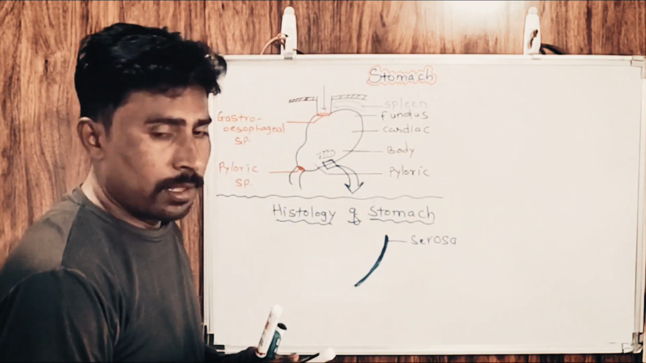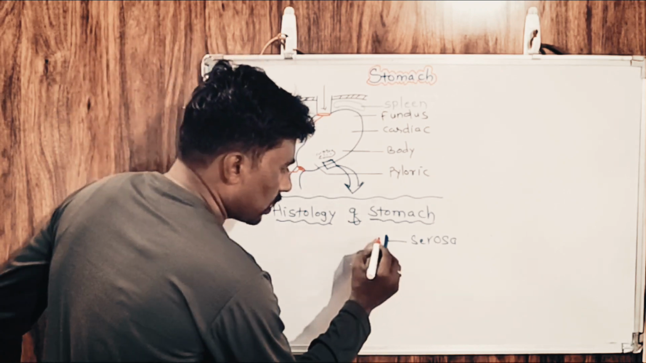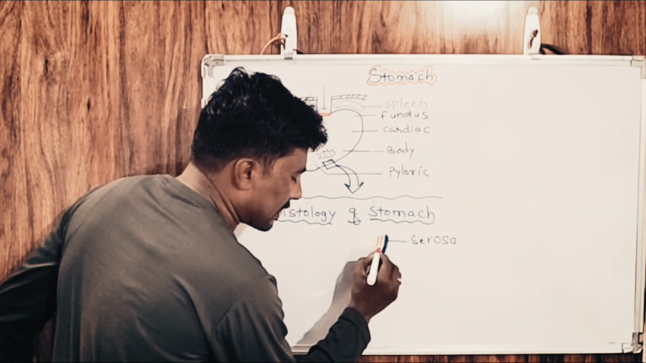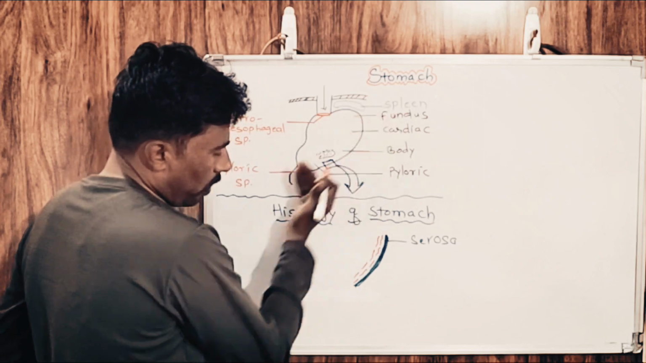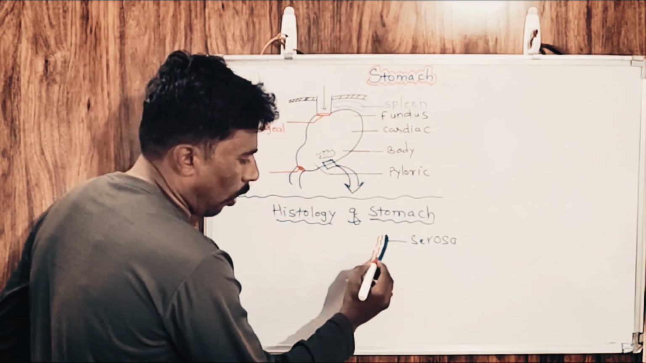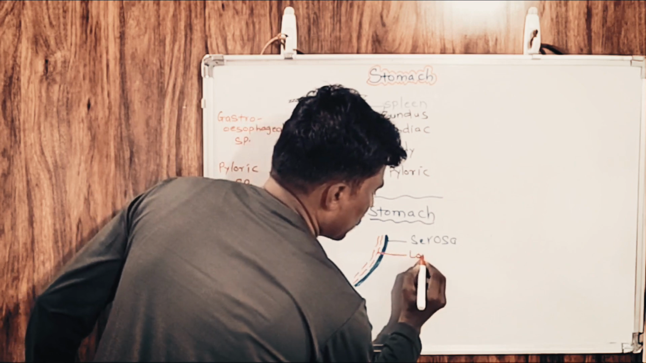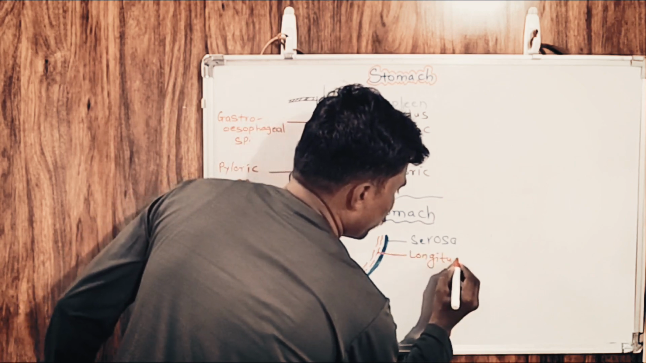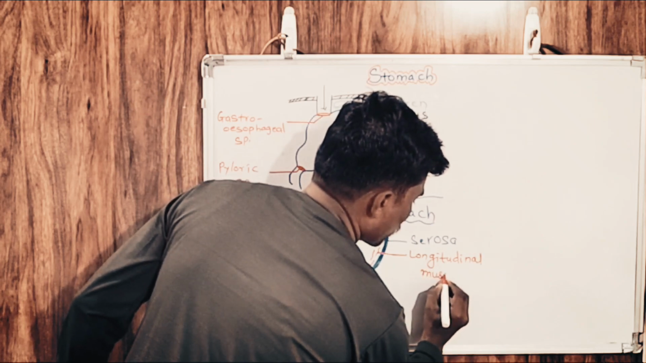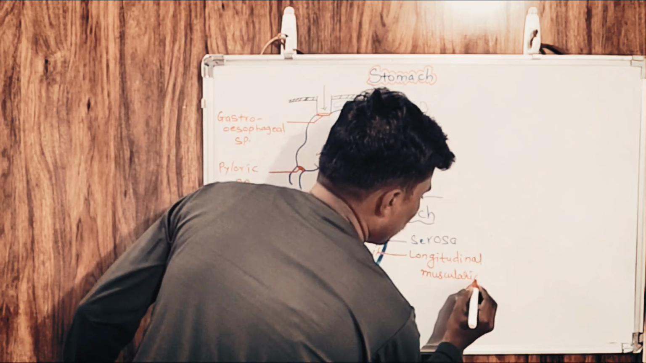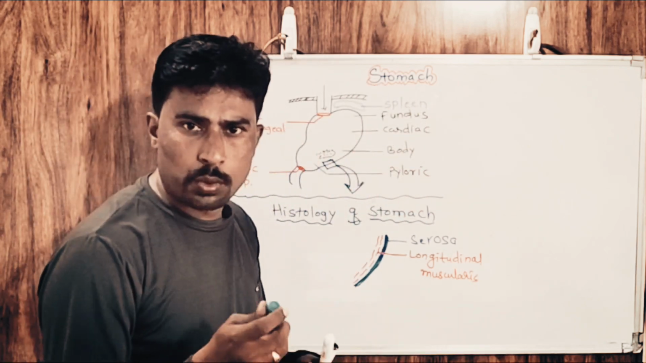Next to that there is a presence of longitudinal muscularis. So then, shall I draw the longitudinal muscles like this? As we have taken the section like this, that's why I am showing all these are longitudinal muscularis. Yes. So next to this, there is a presence of the circular muscularis.